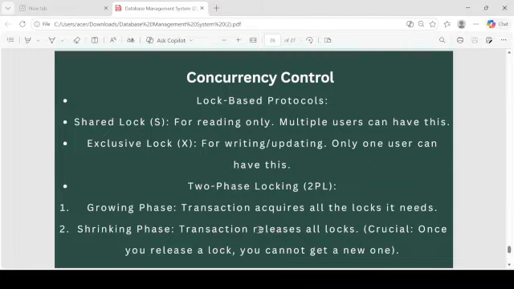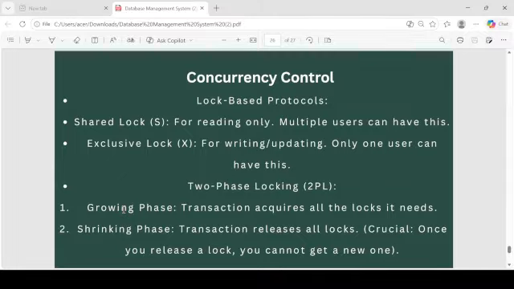The last topic will be concurrency control, which is also very important. We have lock based protocols with shared locks and exclusive locks, and we have two phase locking, which has a growing phase and a shrinking phase. Let's talk about this. In lock based protocol, we have shared locks, which are for reading only. Multiple users can have this. Exclusive locks are for writing and updating. Only one user can have this. So this is the lock based protocol we use in concurrency control.